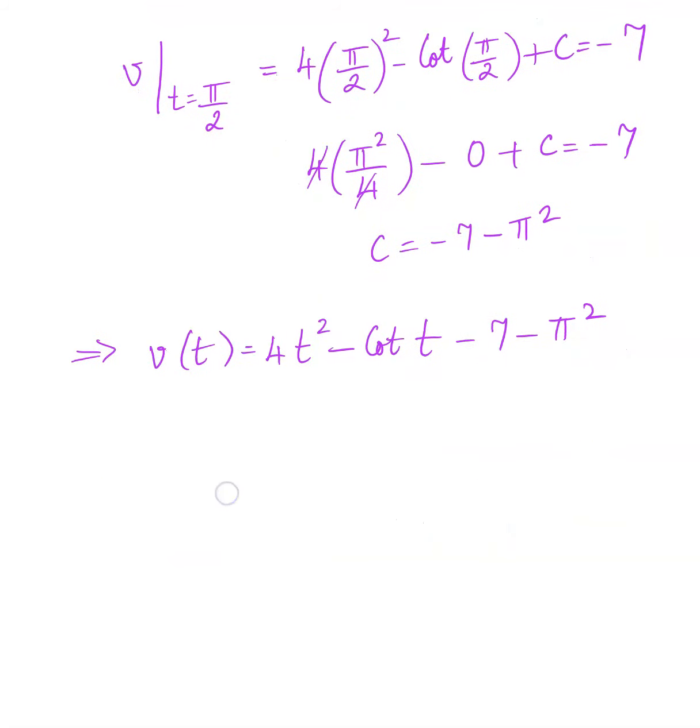So don't always expect a nice round number for c. And here it involved pi squared. Totally fine, because pi is an irrational number.